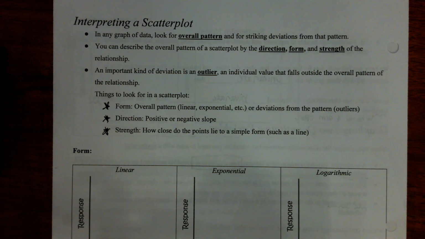Direction is going to have the positive or the negative slope, meaning positive slope, when my x's increase, my y's increase as well. So we're basically going to be looking for the points increasing from left to right, or if they're decreasing left to right. If it's decreasing, that's our negative slope. If our x's increase, our y's are decreasing.